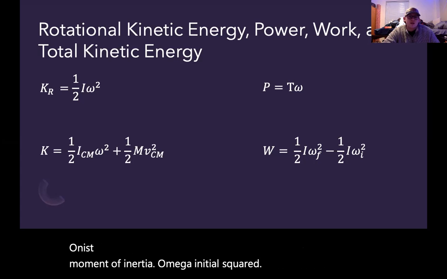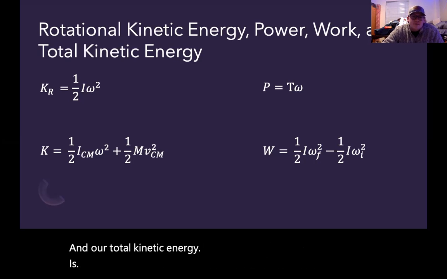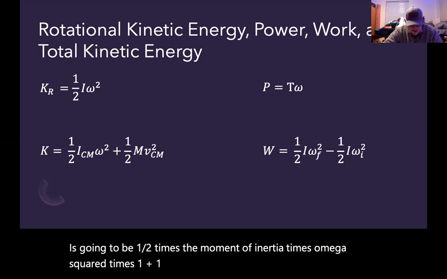And our total kinetic energy is going to be 1/2 times the moment of inertia times omega squared plus 1/2 times the mass times the velocity squared.